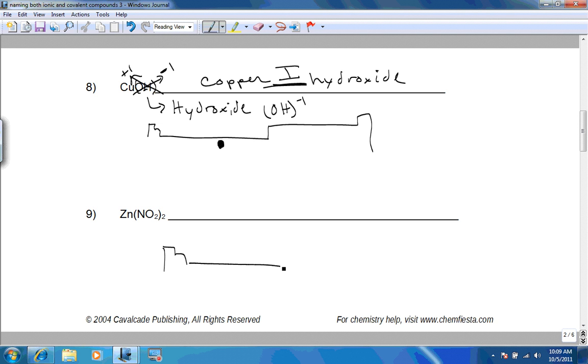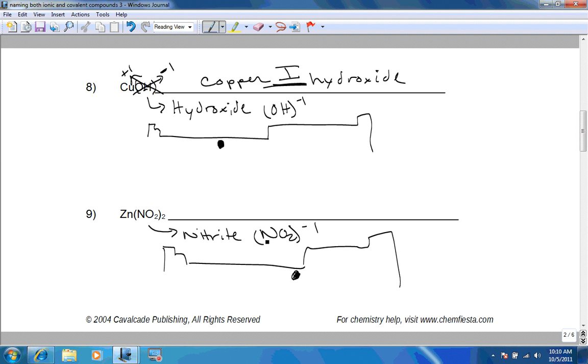Number 9, NO2 is another polyatomic ion, that's nitrite, and that's an NO2 with a -1 charge. You'll find zinc right here, and nitrite is a polyatomic ion. That tells you that it's going to be an ionic compound because zinc's a metal and nitrite is an anion.